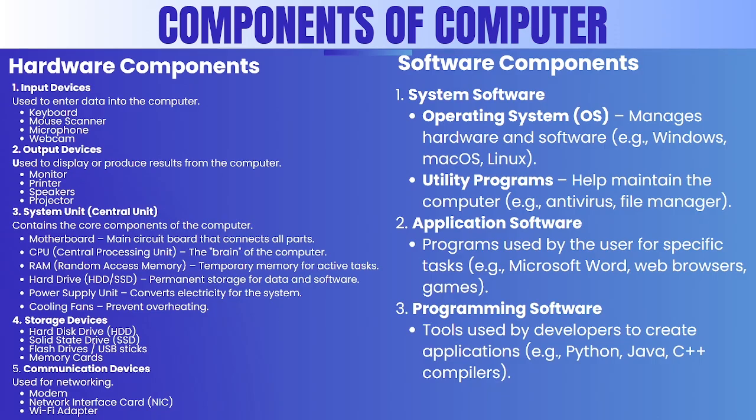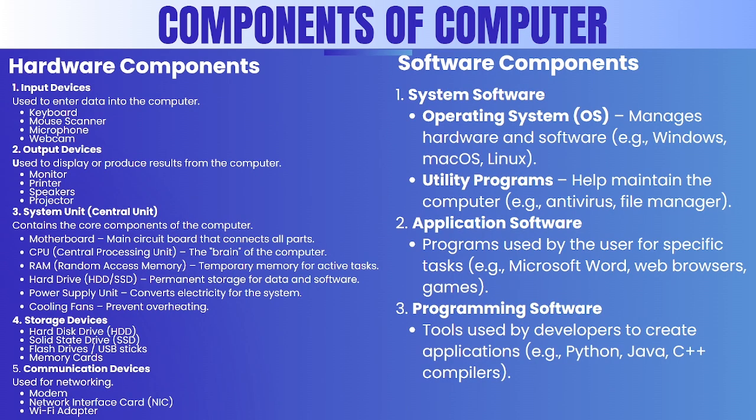In them, we have motherboard. Motherboard is the main circuit board that connects all parts of computer. CPU is a central processing unit. It acts as the brain of computer. RAM, random access memory, is temporary memory for active tasks.